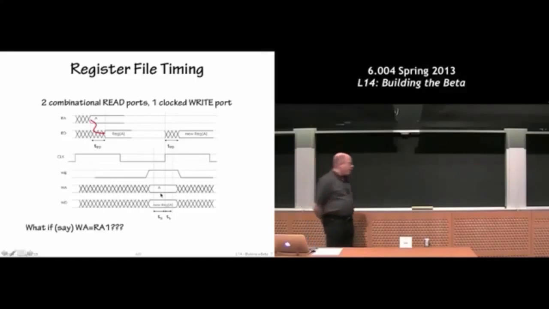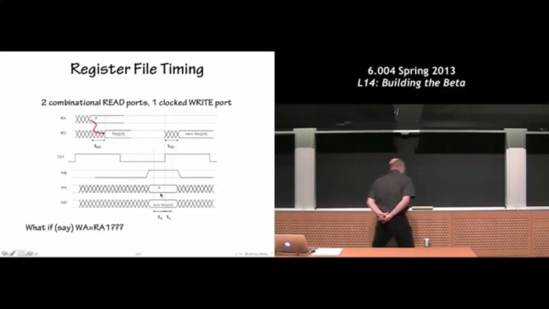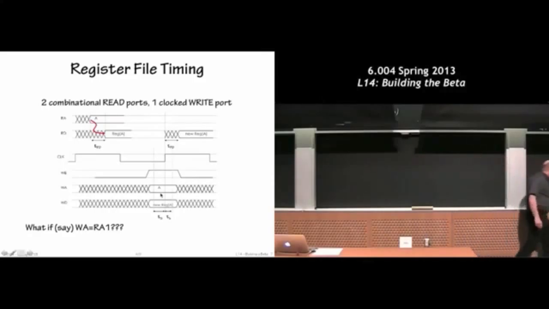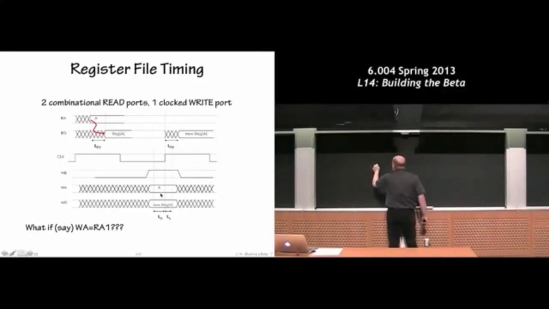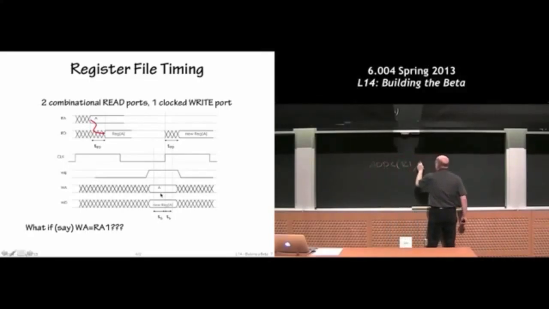A question that comes up that you will probably ask yourselves is, what happens if I have an instruction that looks like this? Say I want to do an ADDC of R1, I want to add 42 to that, and I want to write it back into R1. Is there a problem if the write address, which is coming from the RC field, is the same as the read address? And the answer is no.